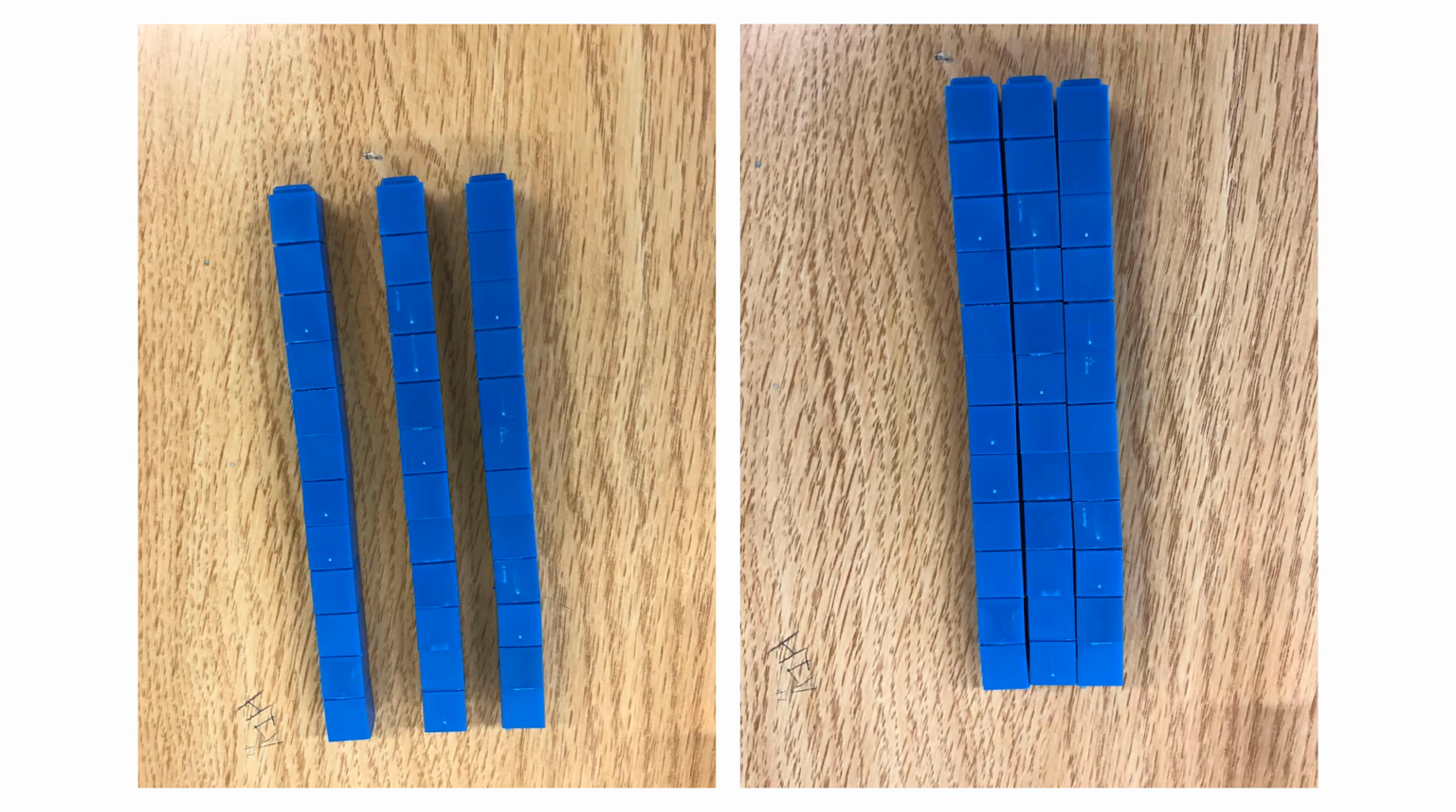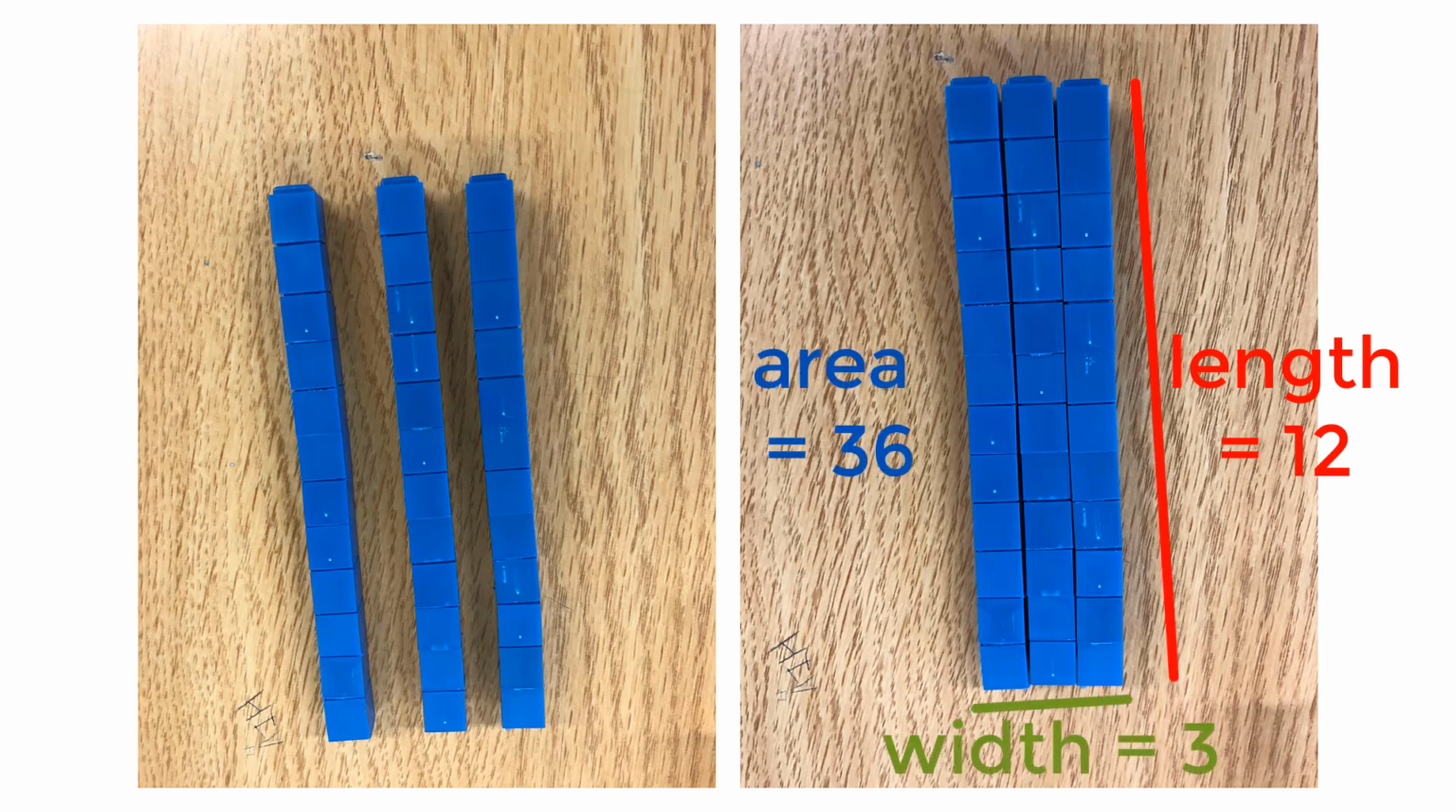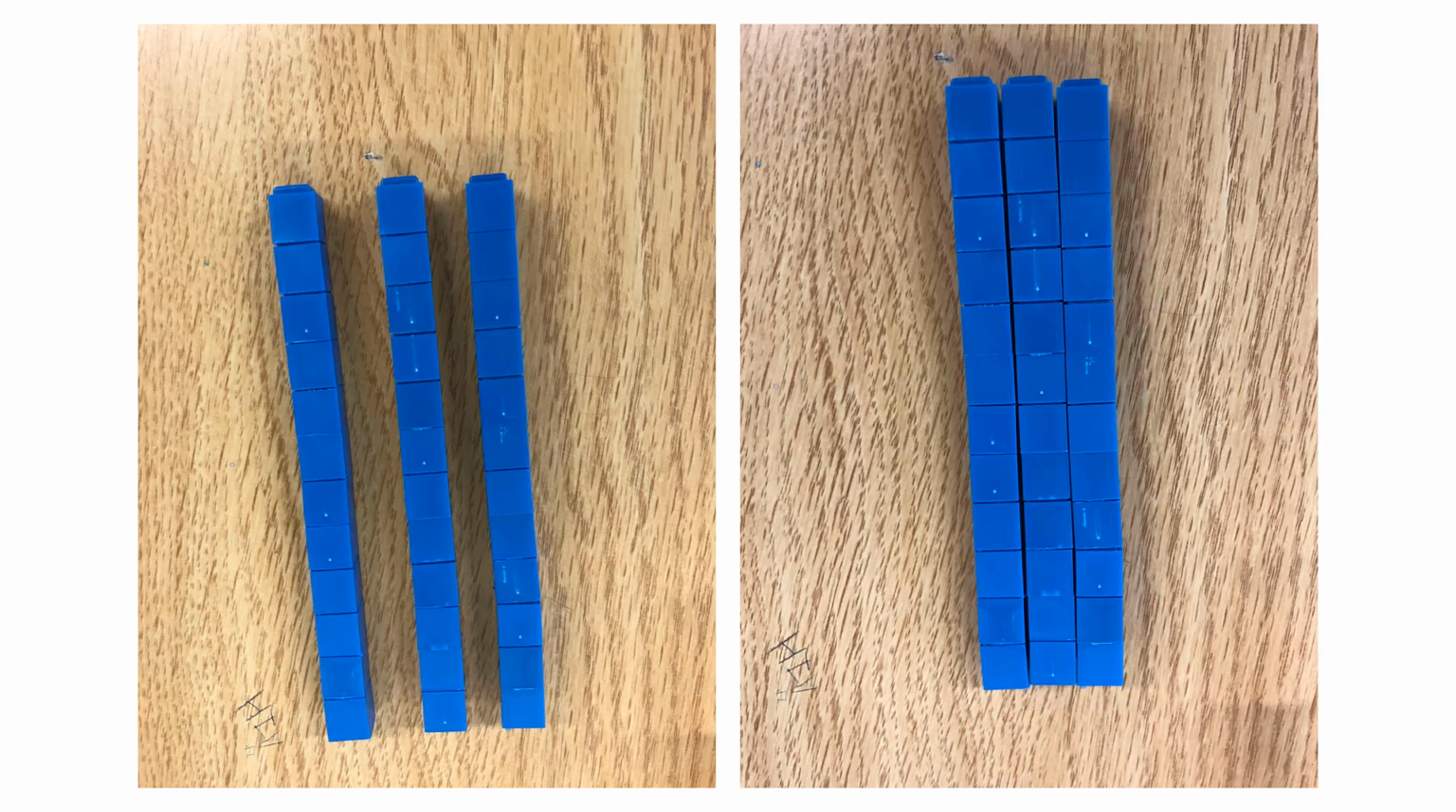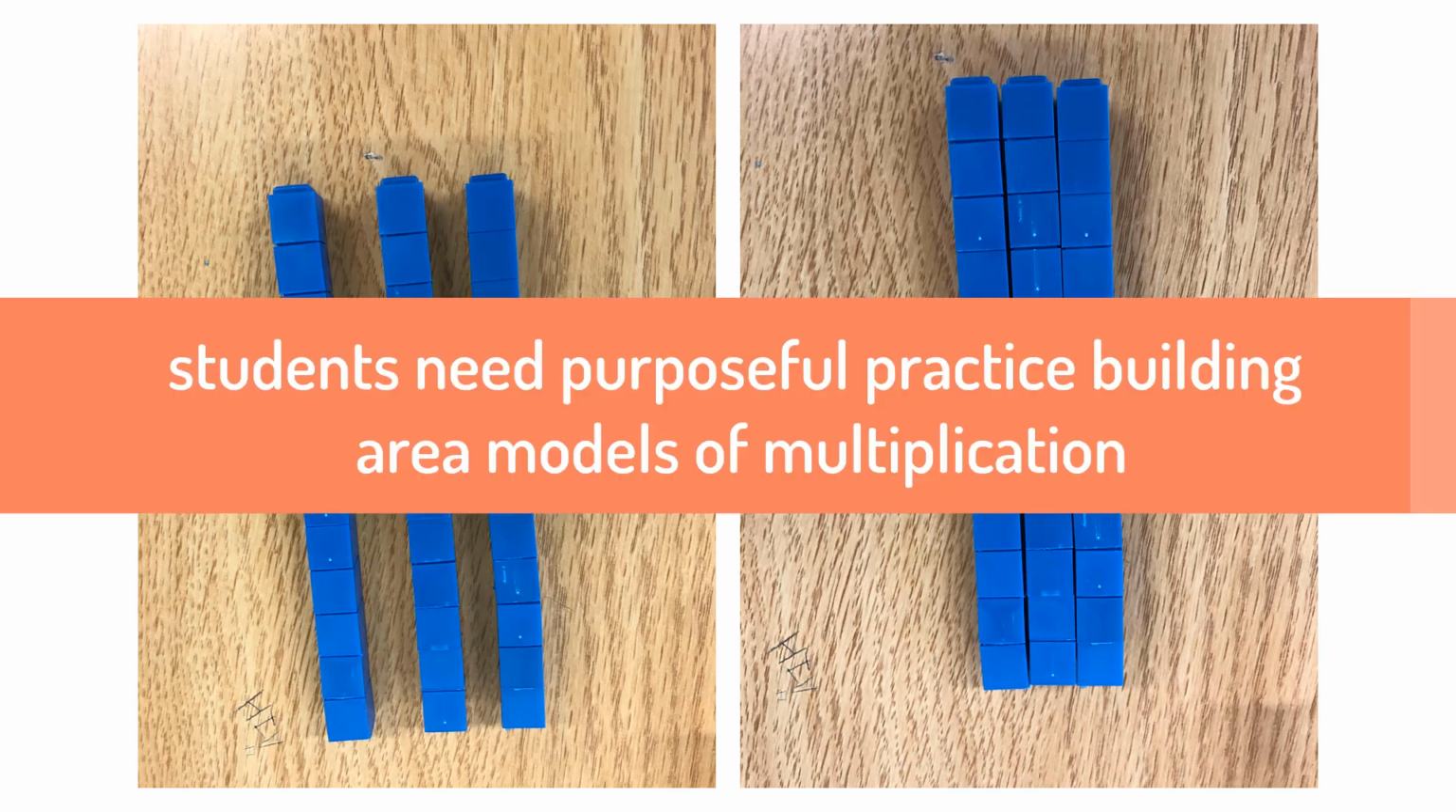We know about the properties of rectangles. We know how their length and their width and their area are related. And we can see here that the width is 3 and the length is 12 and the area is 36, giving us the answer to that multiplication problem. Once we've really settled on this area model, we're going to ask students to practice that with a harder problem.